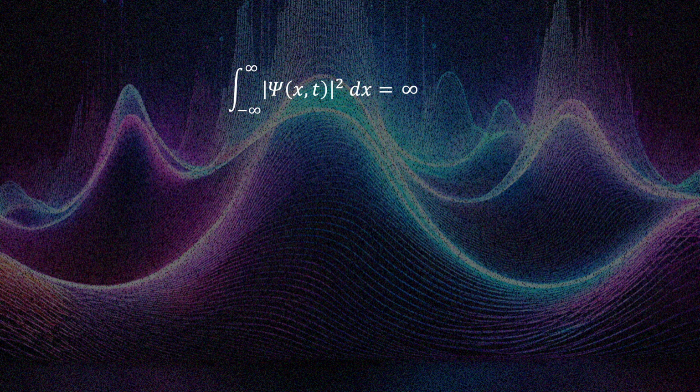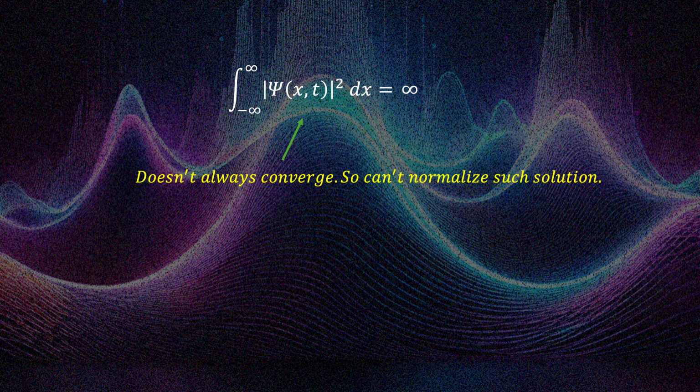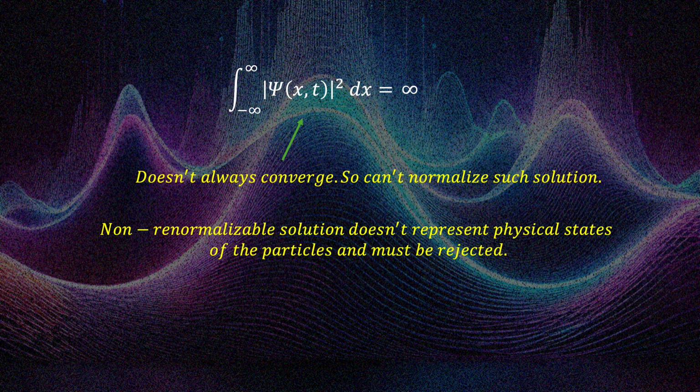But some of the wave functions do not converge to 1. Some of them diverge. So you can't normalize the solution, because if they diverge, they don't really represent a probability density. And if A is equal to 0, it's also not a normalizable function. A non-normalizable solution doesn't represent the physical state of the particle, and you must reject these.